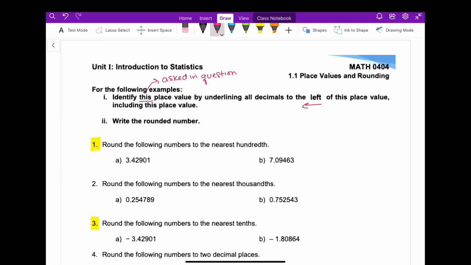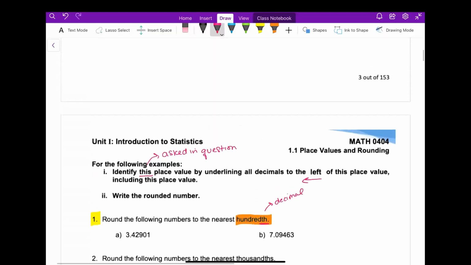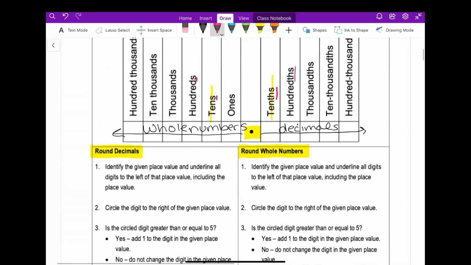Let's get started. Number 1, round the following numbers to the nearest hundredth. Here is our important word. What are we rounding to? The nearest hundredth. Is this a whole number or is this a decimal? This has the TH at the end, so this is a decimal. And if you do not know what place value a hundredth is, we can come back to our table and we can take a look.